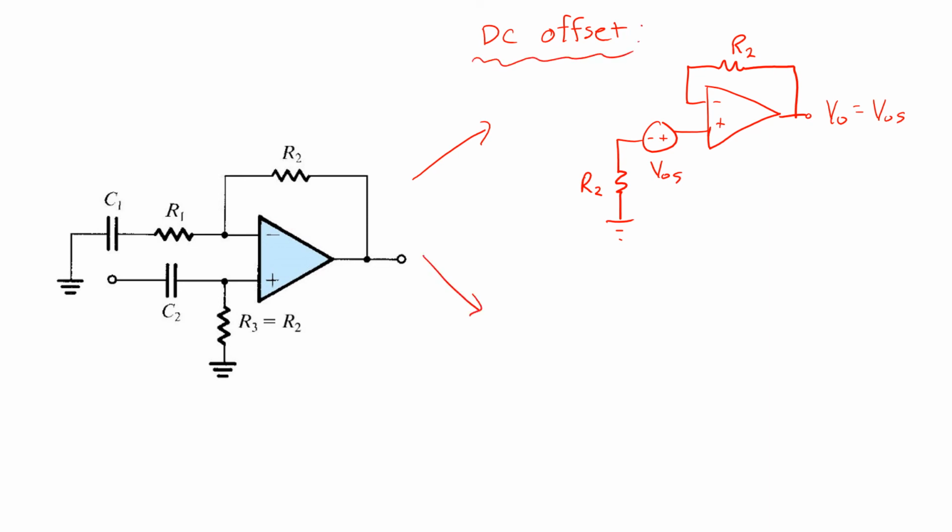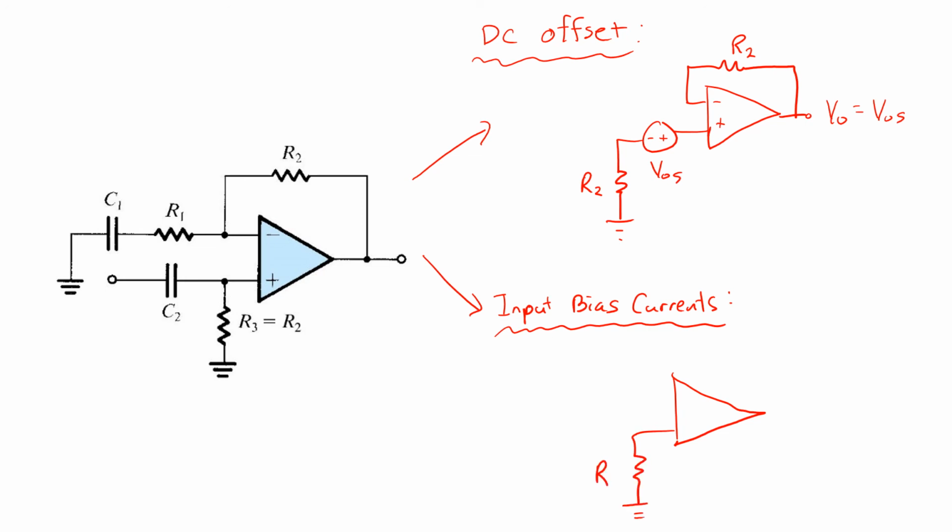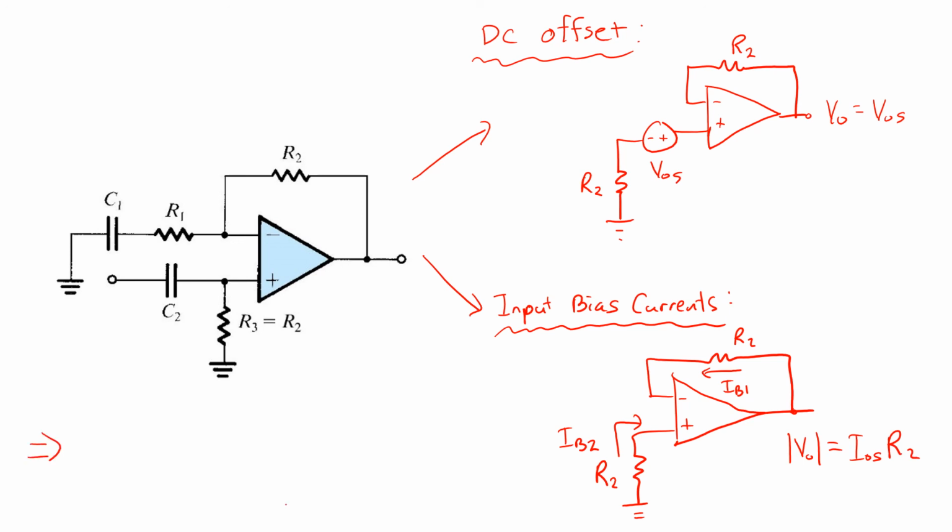Then we can consider what's the impact of input bias current. And to do that, we can now neglect input offset and just do a DC analysis of the circuit, considering the input bias currents, IB2 and IB1. And we know in this case that the output is depending on the input offset current. So the net impact of both DC offset and input bias current on the output is going to be the superposition of these two.